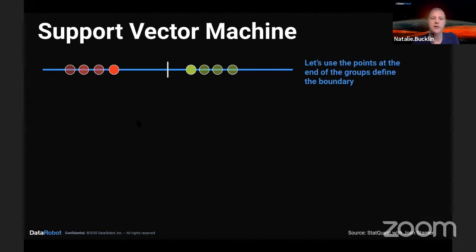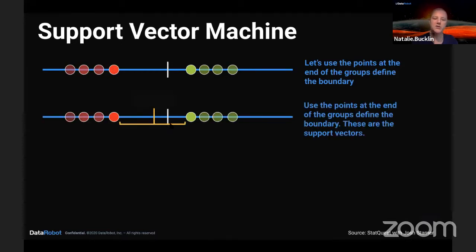So let's look at our red and green points again. In order to come up with that better boundary, we're going to use the points at the end of the groups. So what does that mean? We're going to use this green point here because it's at the end of the green points. And we're going to use this red point here because it's at the end of the red points. If we draw the middle between this green point and this red point, we have this new boundary here in the yellow.